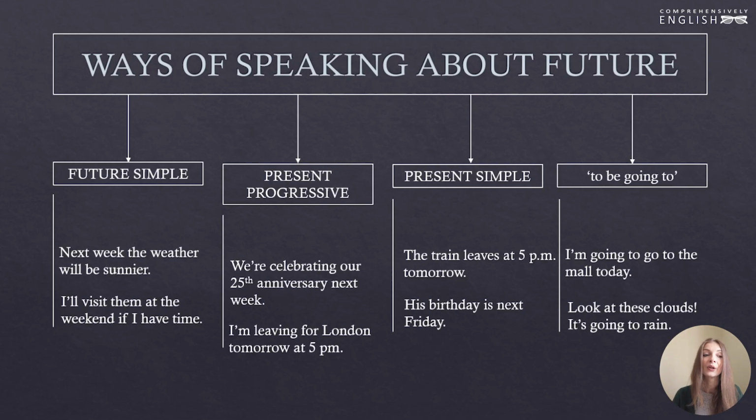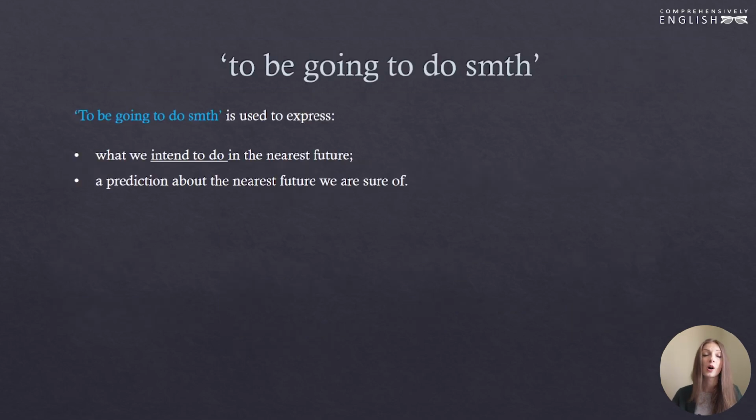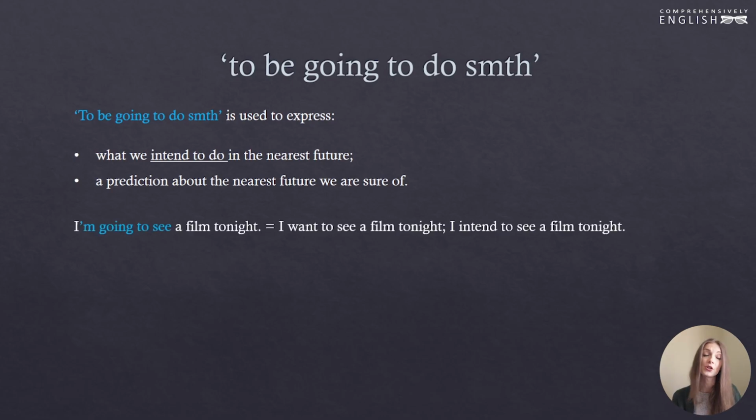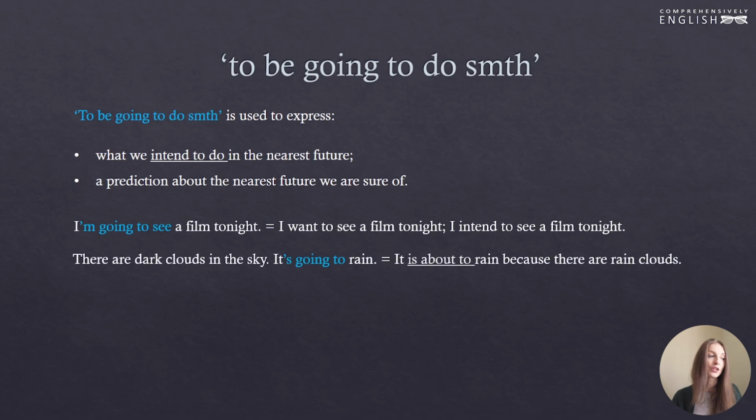And the second sentence, look at these clouds, it's going to rain, expresses a prediction. I see these clouds in the sky and I can predict that it's going to rain. Thus, to be going to do something is used to express what we intend to do in the nearest future and to express a prediction about the nearest future we're sure of, like with those clouds, yeah? I'm going to see a film tonight means I want to see a film tonight, I intend to see a film tonight. There are dark clouds in the sky, it's going to rain. It is about to rain because there are rain clouds.